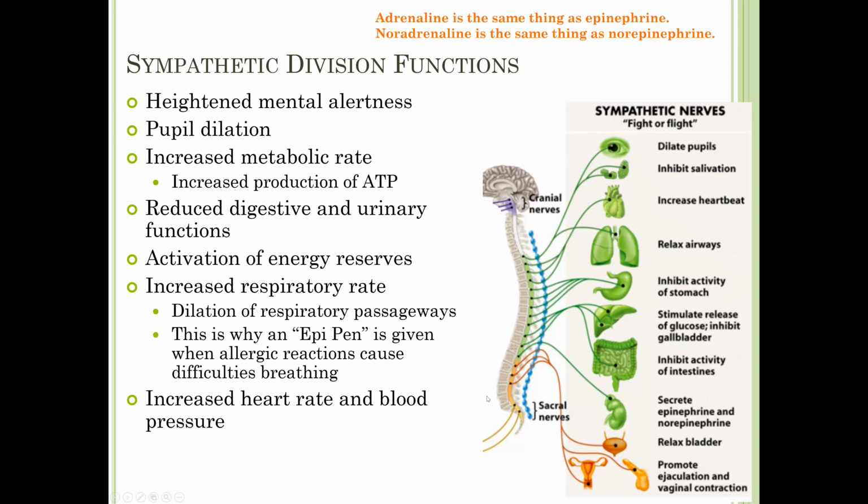You also get an increased heart rate and blood pressure. You activate your sweat glands. And the sympathetic division is responsible for orgasms. Now, the complete sexual response needs both parasympathetic and sympathetic activation, as we'll see when we get to the parasympathetic part.